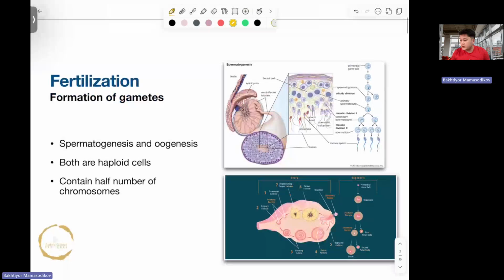Hello everyone. In today's lecture, we will talk about fertilization, embryology and fetal development. So I hope this will be easy for you. So fertilization, first of all, formation of the gametes.